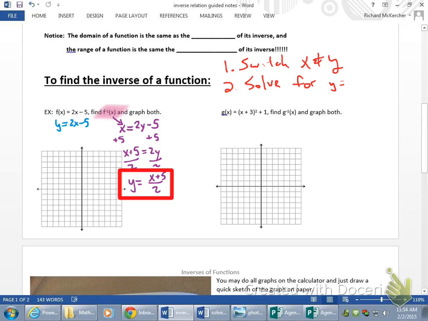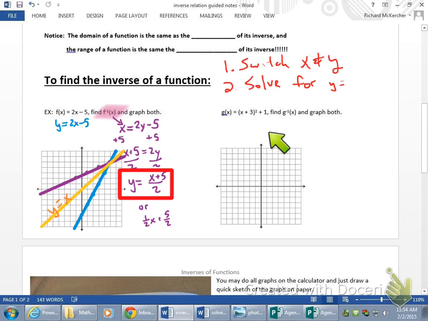Now, use whatever method you choose in order to graph this. You can use your calculator or whatever, but I'm going to graph the blue function. Blue function is that line. I'm going to graph the purple function. Ends up being that line, and I hope you recognize that it is a reflection over the line y equals x.